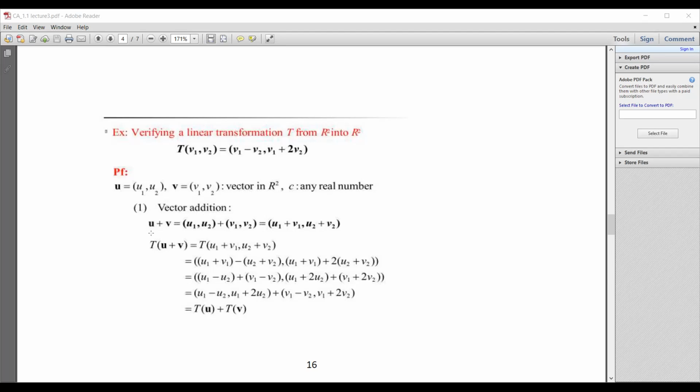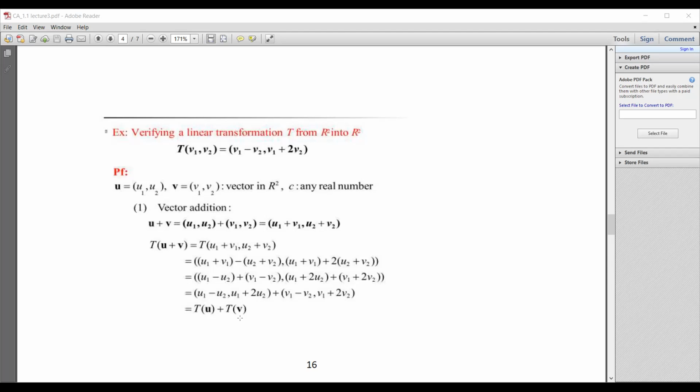Then the vector addition U plus V, as we all know, is defined as U1 plus V1 comma U2 plus V2. If we follow step by step the definition of T from the given problem, we can see the line by line explanation written over here. Ultimately this gives T of U plus V equals T of U plus T of V. So the first condition is satisfied.